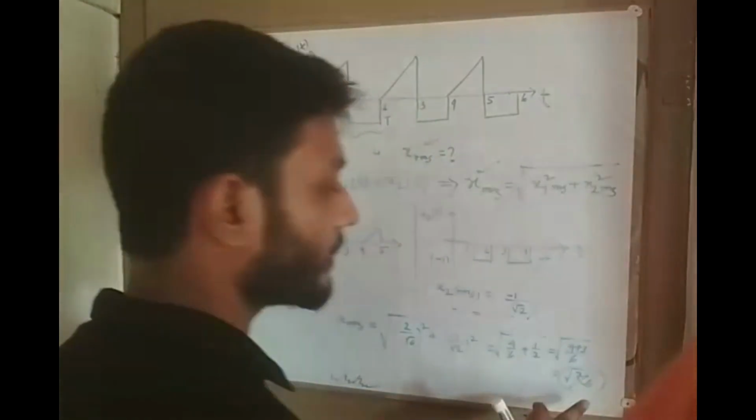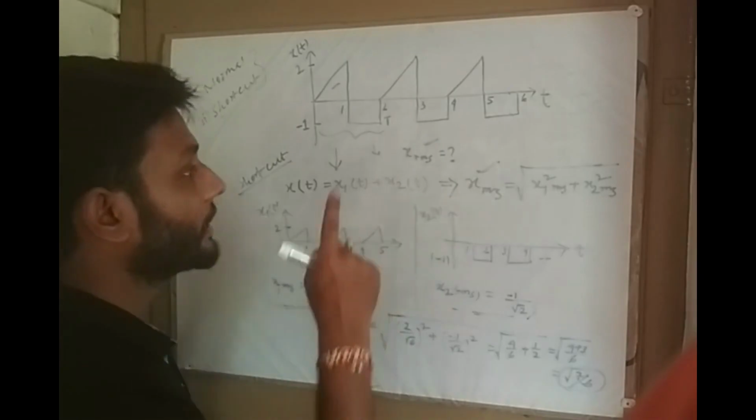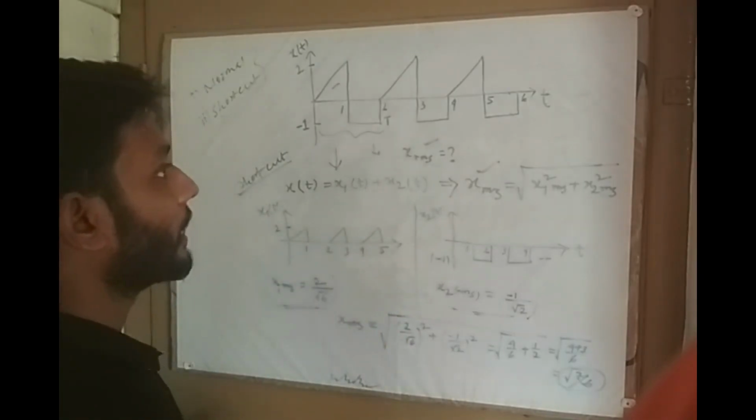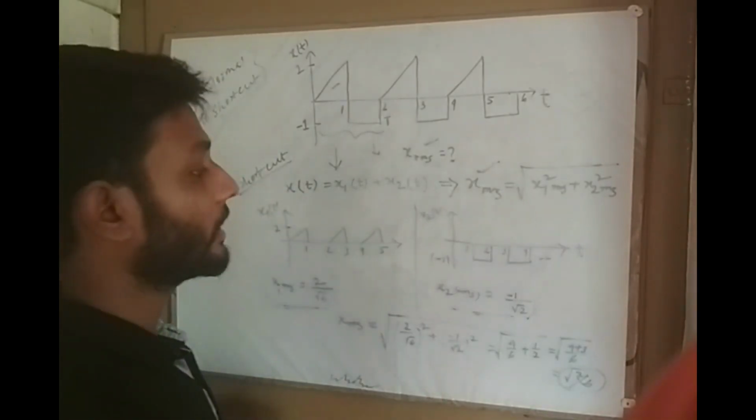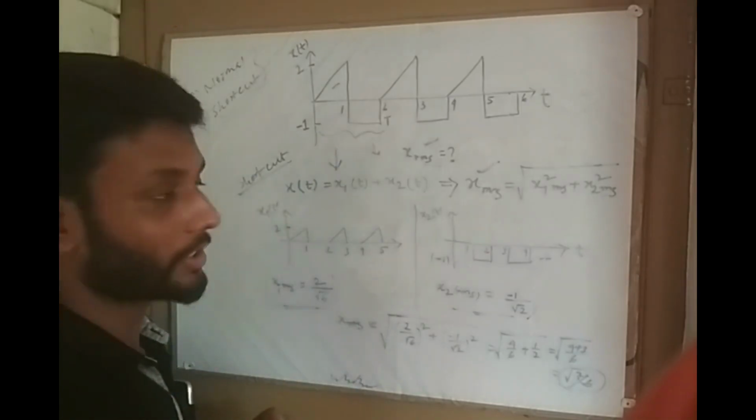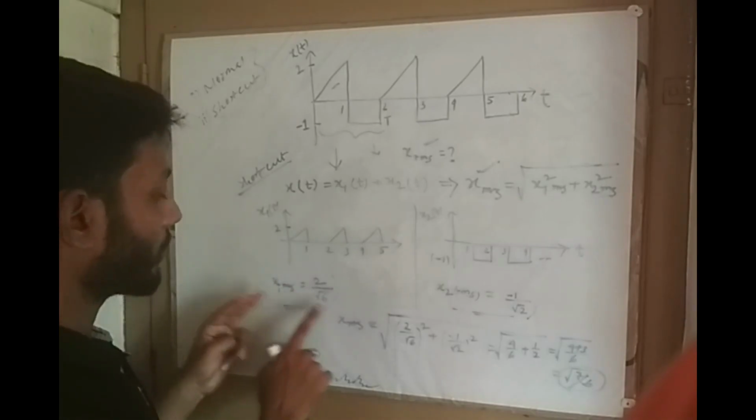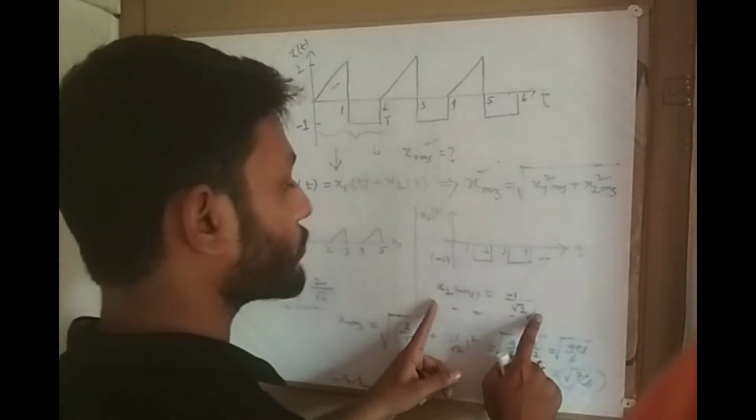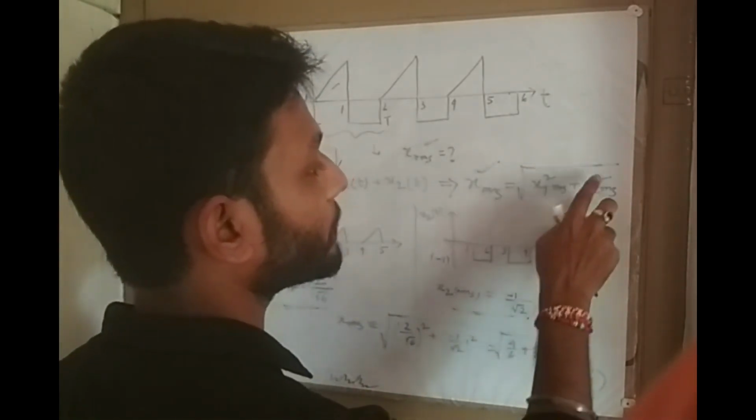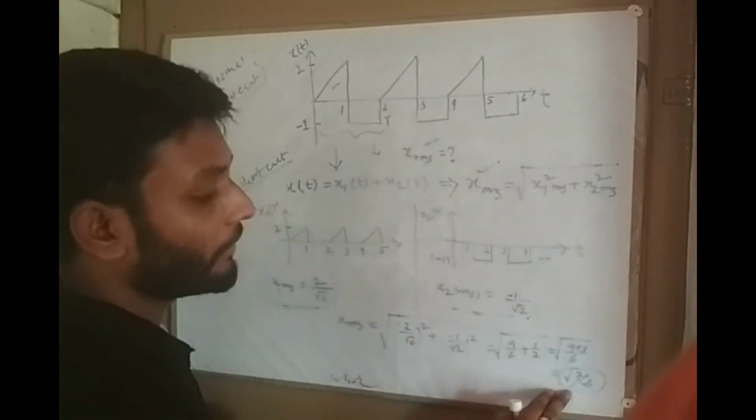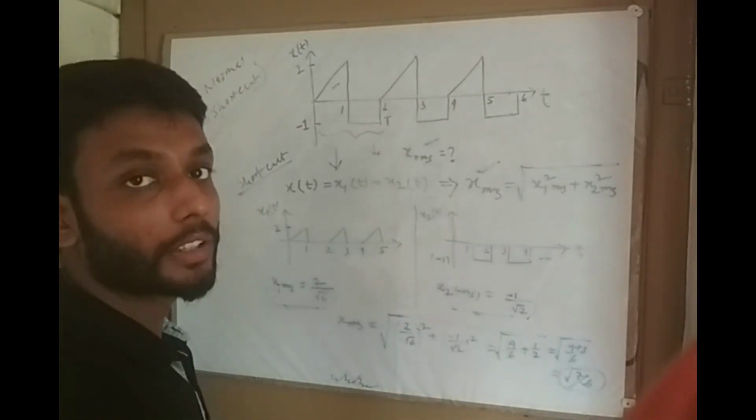The same answer we got, root over 7 by 6, in the previous normal method also. But in the normal method we had to calculate two different integrations and do this much calculation. Now with this shortcut method, first you write down x1 RMS and x2 RMS values, and the overall RMS equals root over of x1 RMS square plus x2 RMS square. So you will be able to find this answer within a very short time. This is the shortcut method's magic.